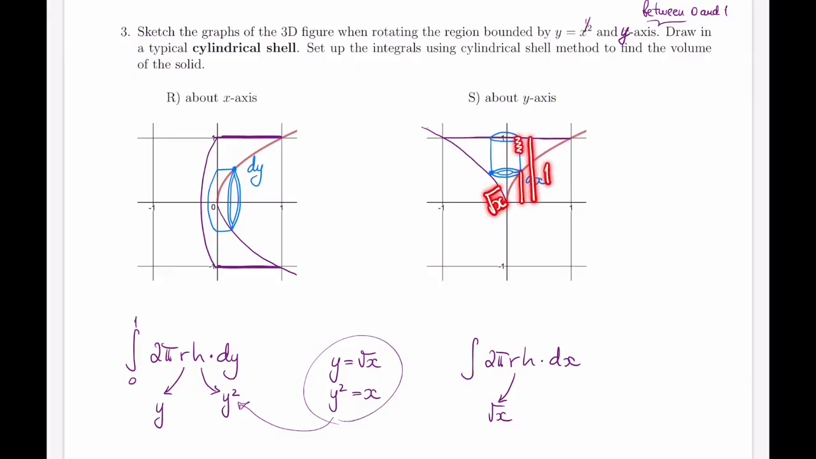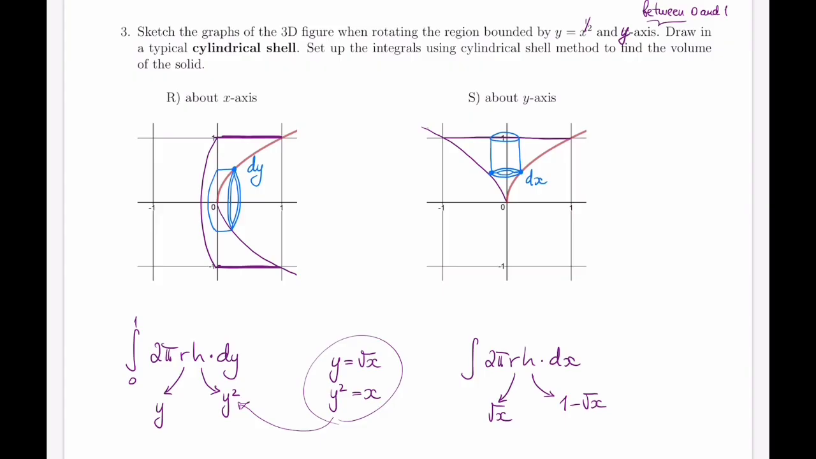What I want is this. So take a look at this picture and see if you can see what that will be. It's going to be all of 1 minus square root of x. That's the height of my cylinder here. 1 minus root x. Okay, let that sink in for a second. The height, 1 minus root x.